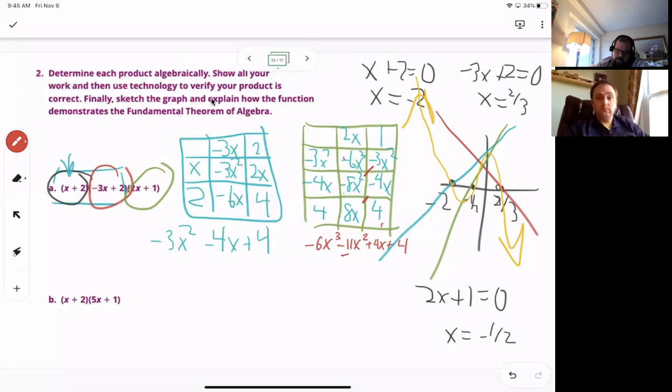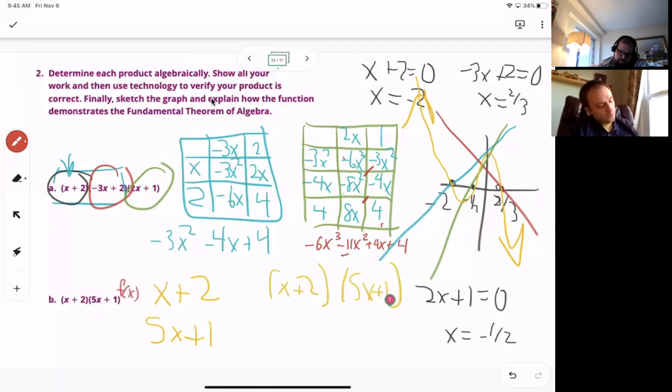Cool. Do we want to leave B for them? Yeah, I would say try B out, put it into Desmos at the end and see if you get there. If I put it into Desmos, I would put in x plus 2 into Desmos, 5x plus 1 into Desmos, and then the product. And actually, I would do both products. So I would do x plus 2 times 5x plus 1, and then I would put whatever you get as a product and see if it matches your sketch.